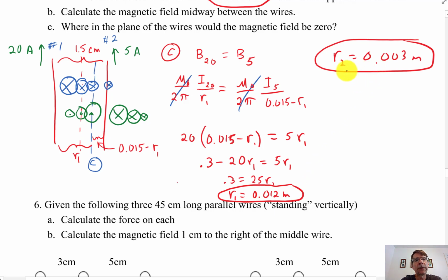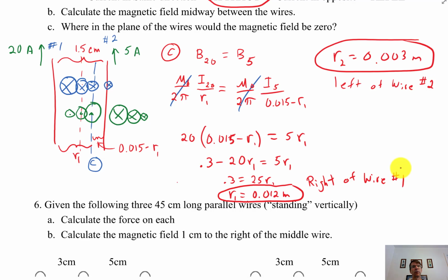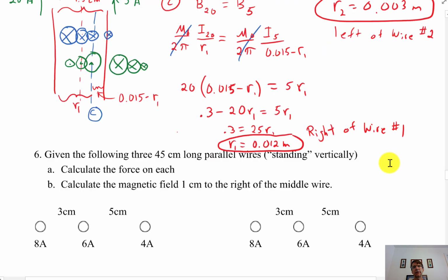So the answer, where on the plane of paper, it'd be 0.003 meters left of wire number 2, or 0.012 meters right of wire number 1. You didn't need to give both answers. And it's consistent with a total distance of 0.015 meters. All right, here we go on the next one.